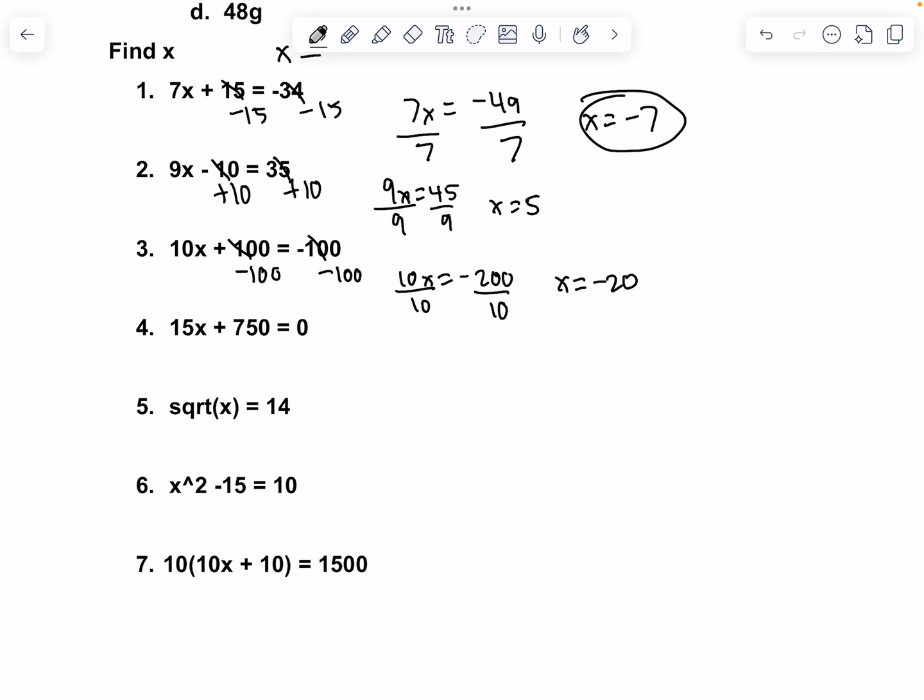15x plus 750 is equal to 0. So we want to isolate 15x. So we subtract 750 on both sides. 0 minus 750 is just negative 750. So 15x is equal to negative 750. And then we divide by 15 on both sides. And that would give us x is equal to negative 50. And then the rest of these problems will be homework.